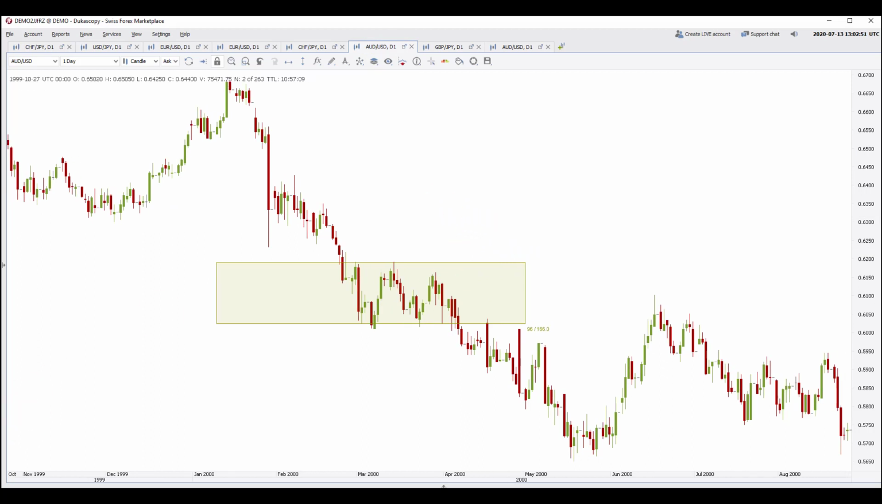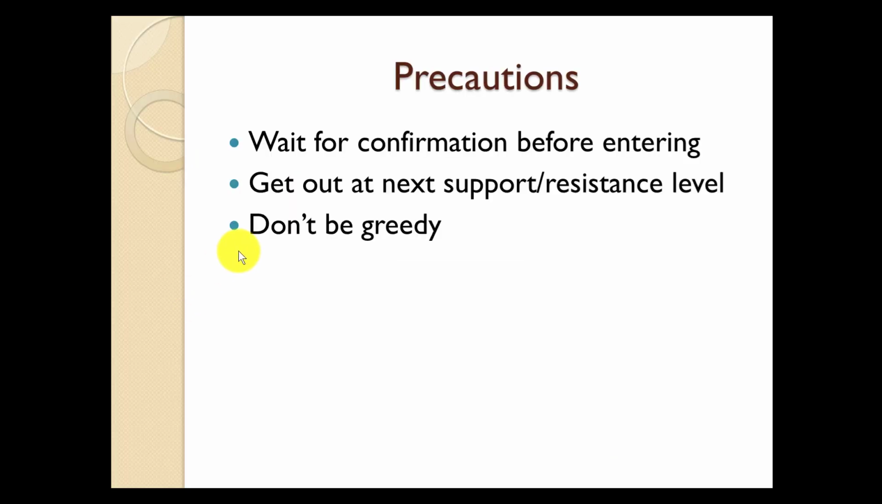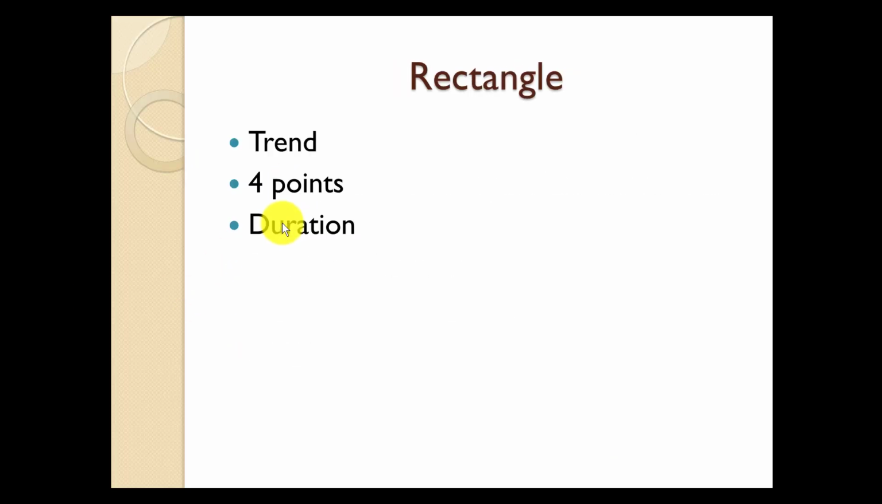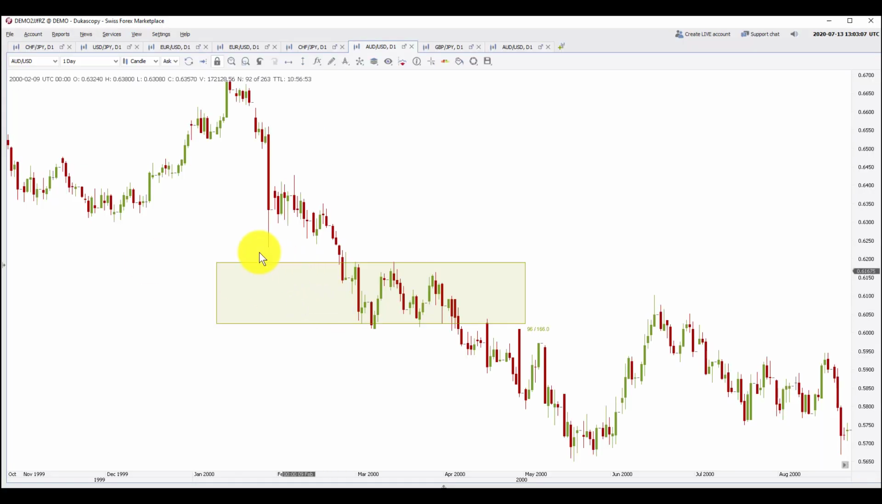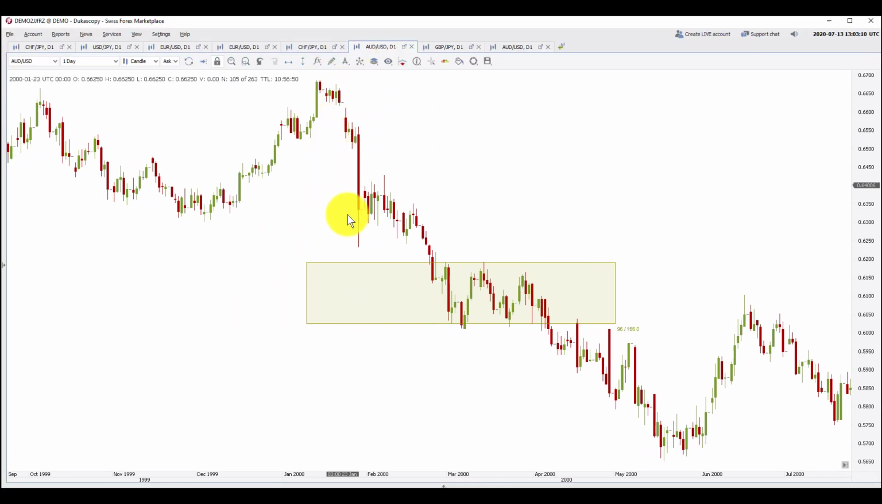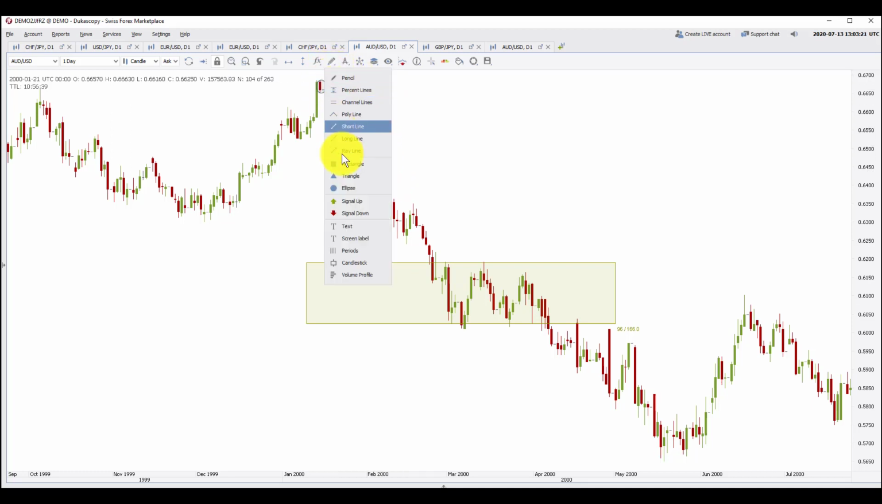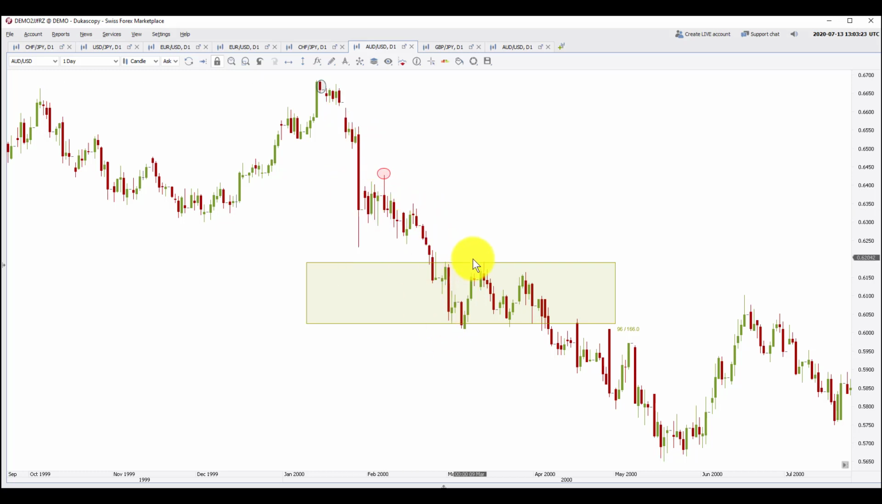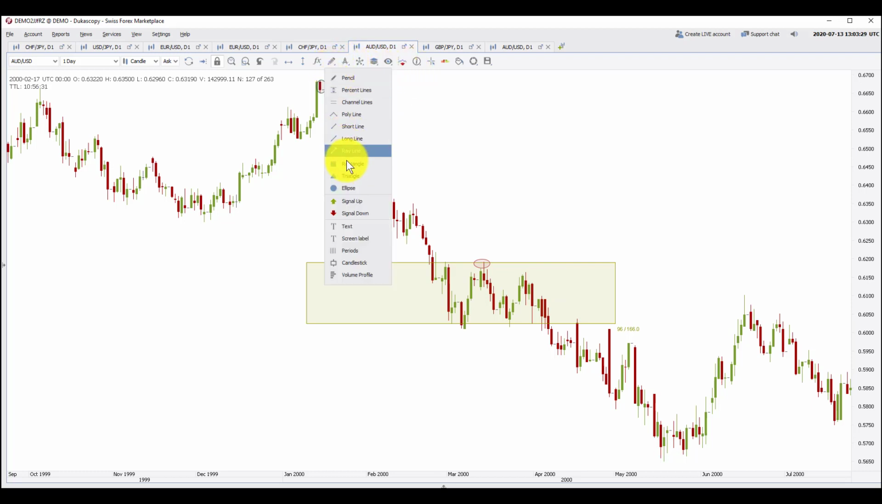Now if you remember, what we have discussed is that for a rectangle pattern, the first thing that we need is a trend. So here, do you see any trend? Yes, I do see a trend, because the price is making lower highs and lower lows here. After this high, the price has made a lower high here, and after that it has made an even lower high here. So the price is making lower highs, and okay, the trend is established.